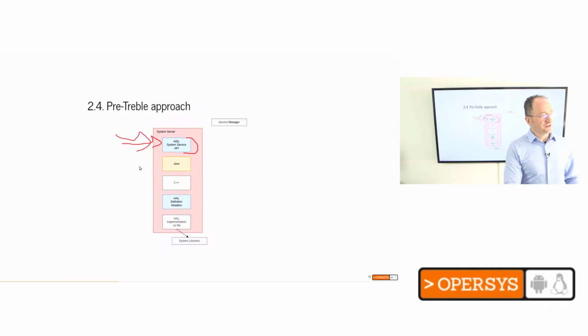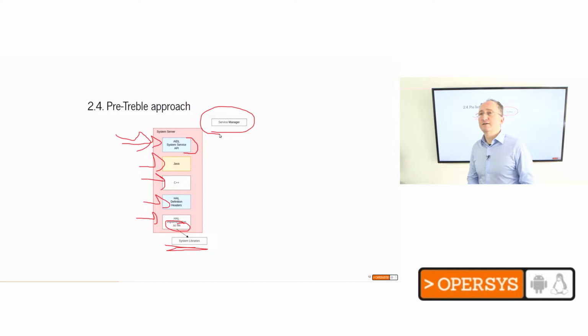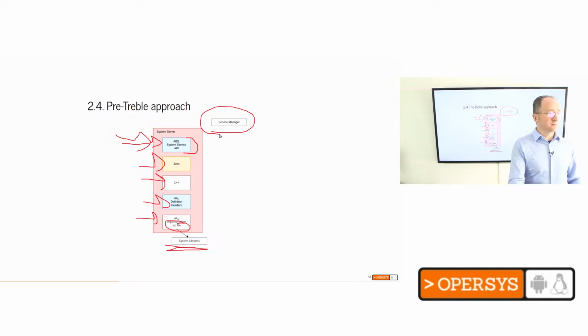So this is used to write some Java code, which usually had some C++ code, which would then interface with some HAL definitions to talk to a HAL implementation file, which, by the way, was an SO file. This would then use the system libraries to actually access whatever it needs. And there was a single service manager for the retrieval and advertising of system services that are there. Now, two drawbacks with this schema.